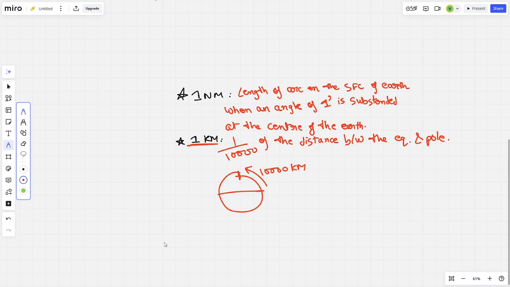Also, one more conversion we should keep in mind is 1 nautical mile is roughly 6080 feet, and 1 kilometer is roughly 3280 feet. This is important. It's used in numericals throughout radio and GenNav.